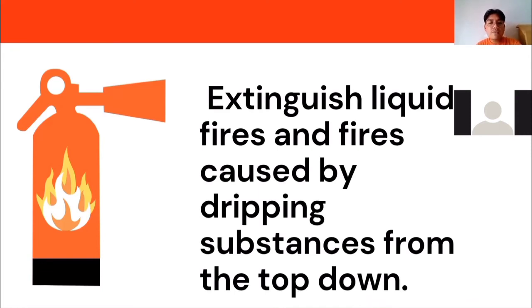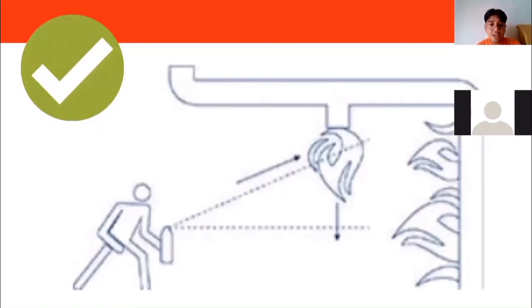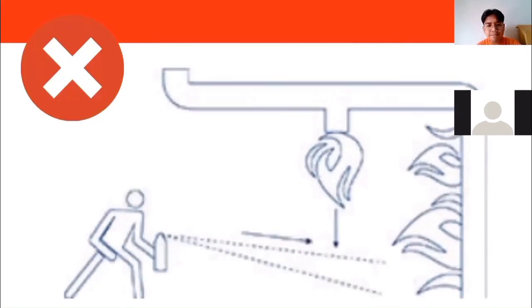Extinguishing a flammable gas fire without shutting off the fuel will allow unburned gas to escape into the atmosphere, which may permit a dangerous accumulation of gas to develop, and an explosion may occur if the gas is exposed to an ignition source. So here's the proper way to deal with it, and here's the incorrect way of dealing with the fire.